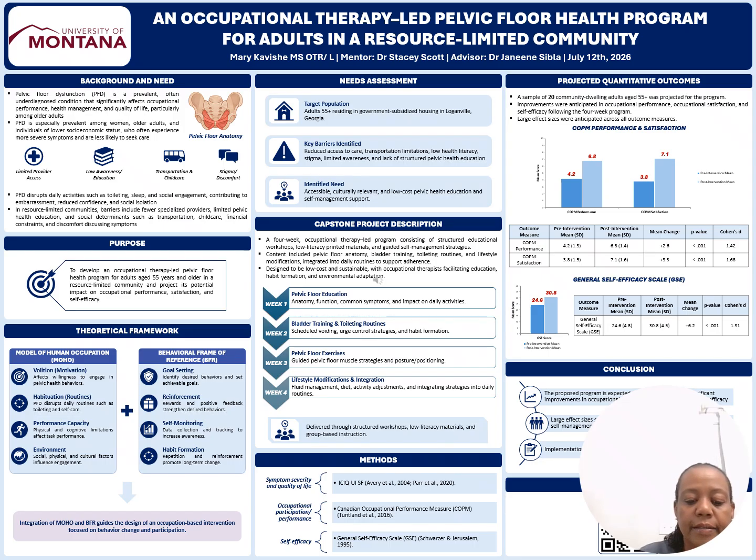Needs assessment. The target population for this project was adults 55 plus residing in government subsidized housing in Loganville, Georgia. Barriers that were identified were reduced access to care, transportation limitations, low health literacy, stigma, limited awareness, and lack of structured pelvic health education. What was identified as a need were accessible, culturally relevant, and low-cost pelvic health education, self-management, and support.